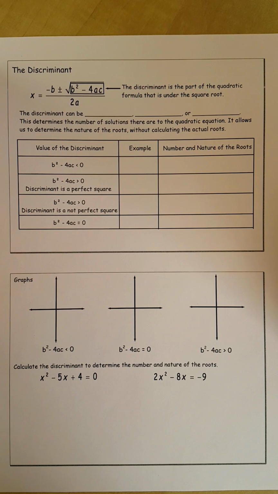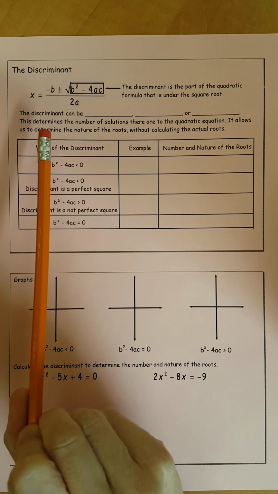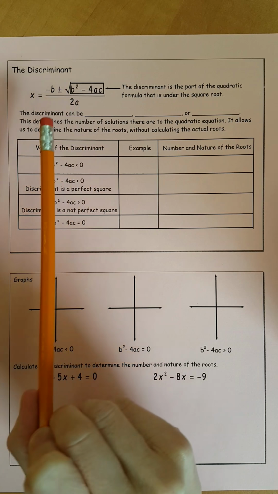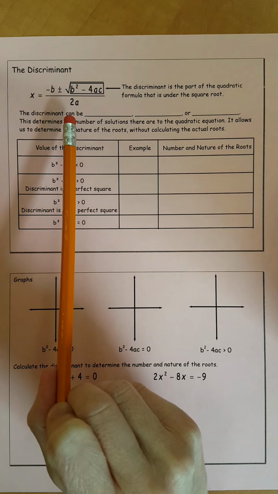Today's lesson is going to be a fairly simple one, especially compared to some of the other ones that we've been working on, and it is entitled The Discriminant. It's actually a little bit of a continuation from yesterday's lesson using the quadratic formula. So the quadratic formula is up here. The discriminant is the part of the quadratic formula that we find under the square root.